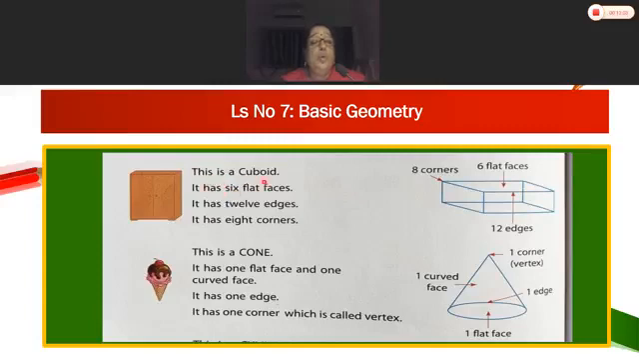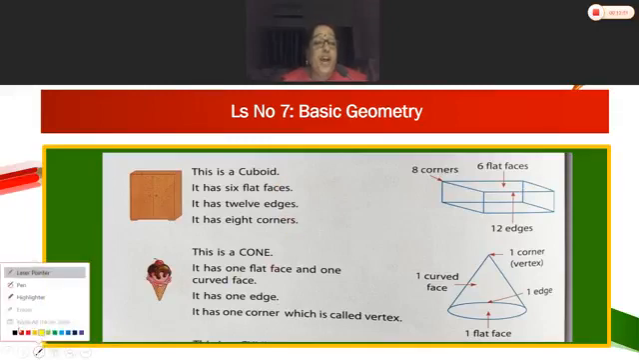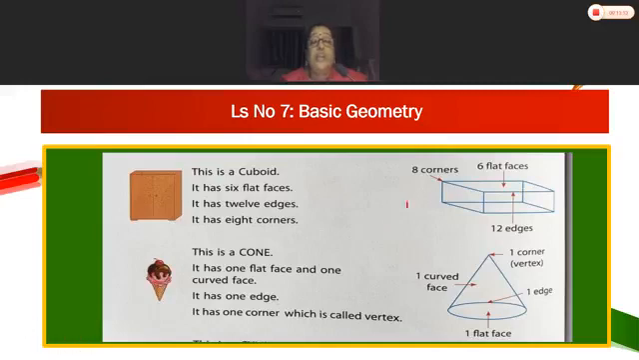Now this is a cuboid. It has 6 flat faces. Now I'll show you in the figure which are the 6 flat faces. Yes, with the red color: 1, 2, 3, 4, 5 and 6. These are the 6 flat faces.